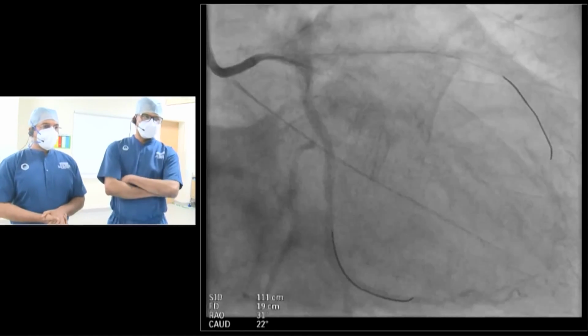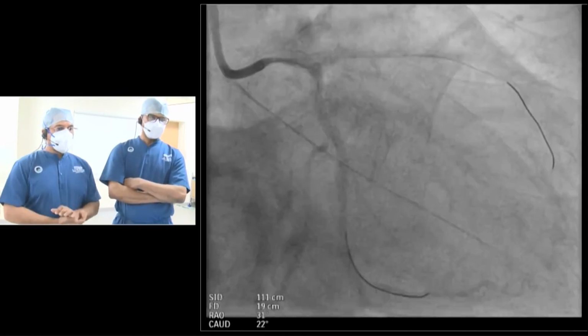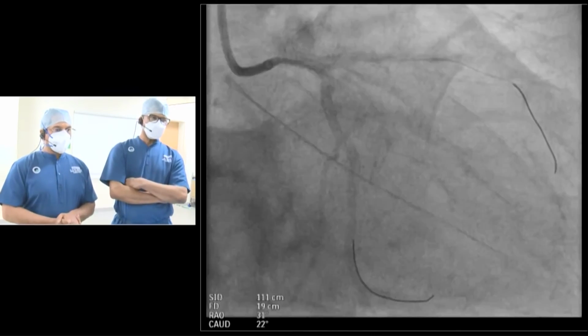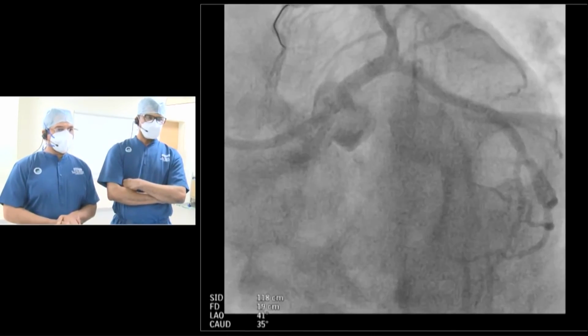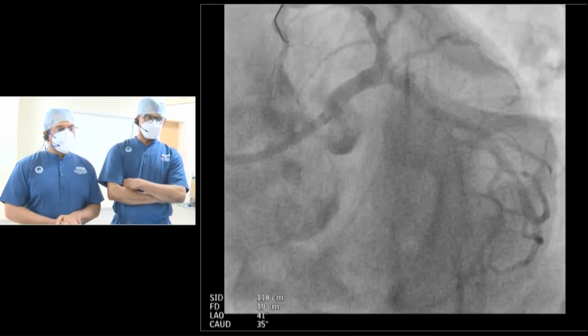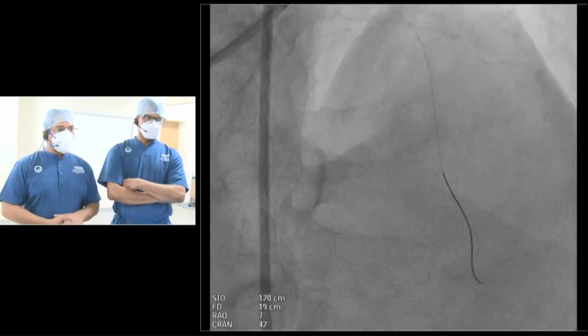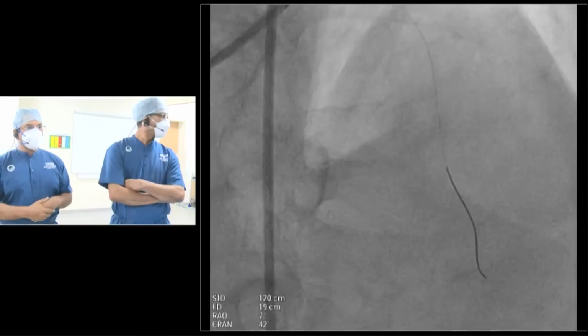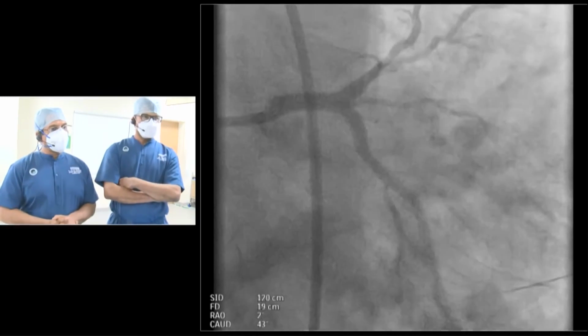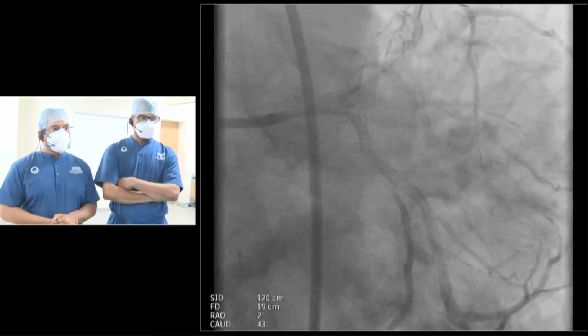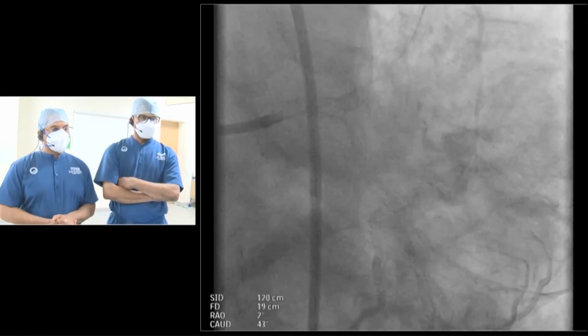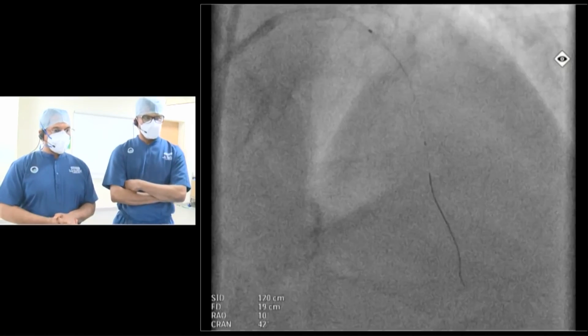This is the final angiographic result after the final part. Any comments? Angiographically, it looks great. Or any different strategy? Angiographically, it looks excellent. Did you do OCT again or not? Yeah, we did an OCT again.